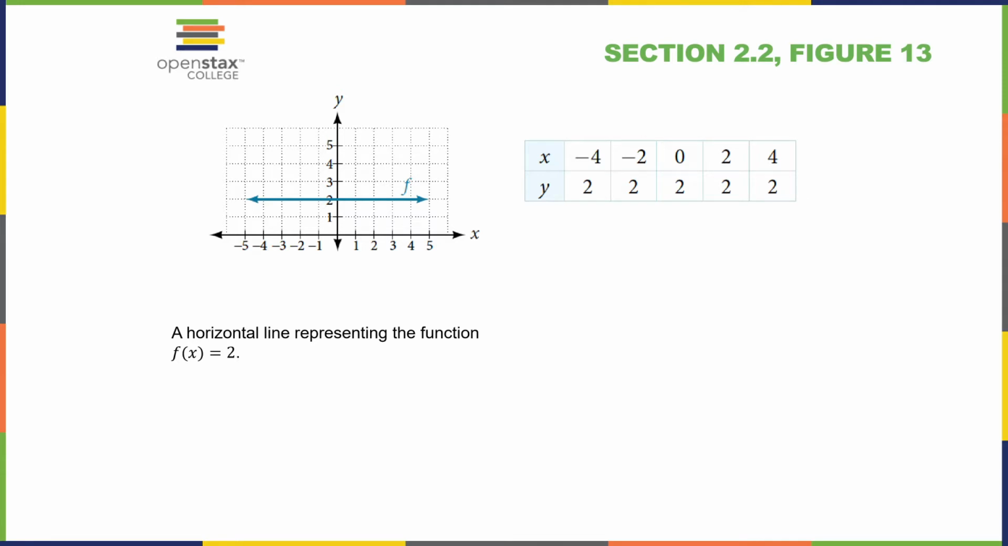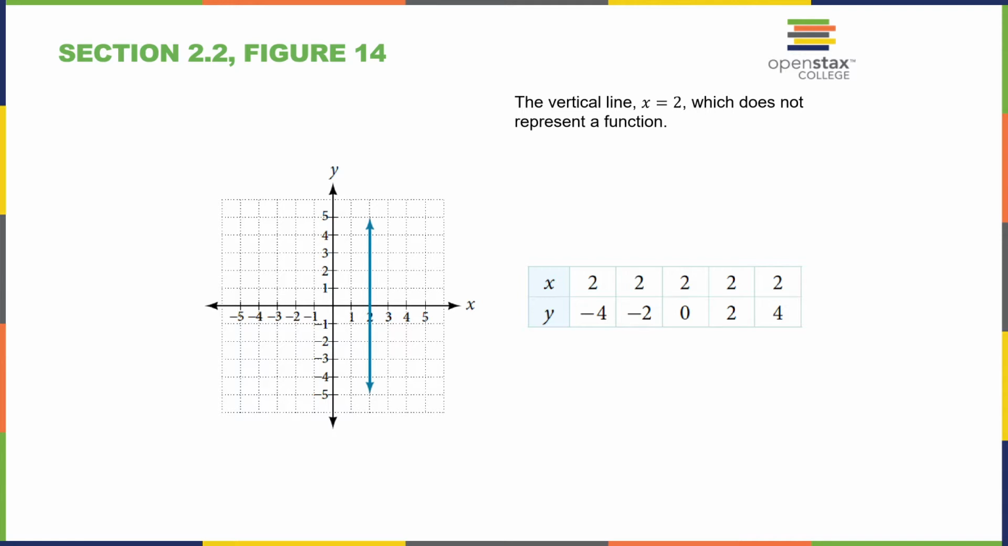So let's take a look at this one here. This is a horizontal line, and it's given the function f of x equals 2. Notice that no matter what your x is, your y is going to be 2. Again, this is called a constant function, and it is defined by y equals 2 or f of x equals 2 because it does not change.